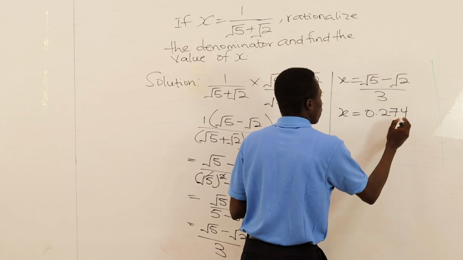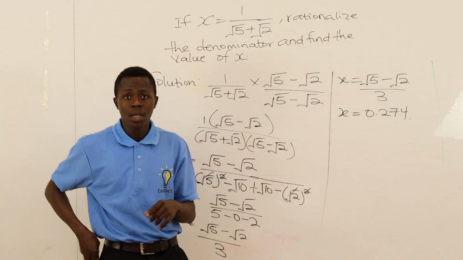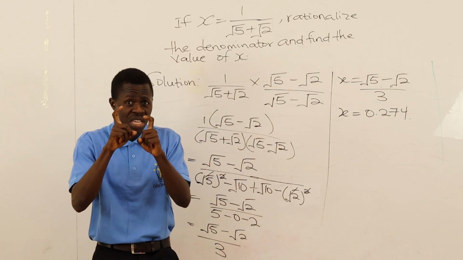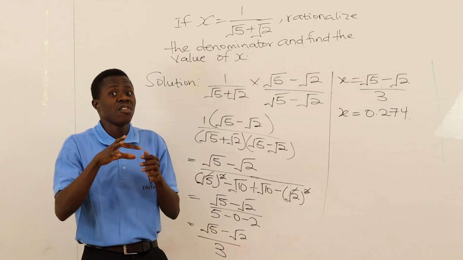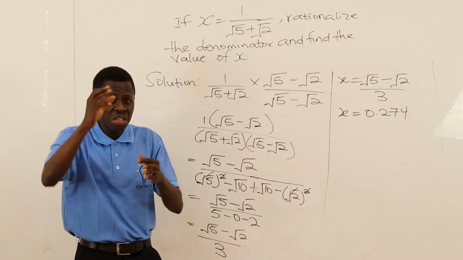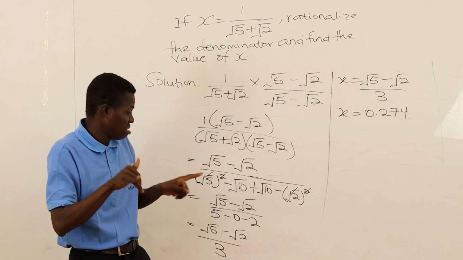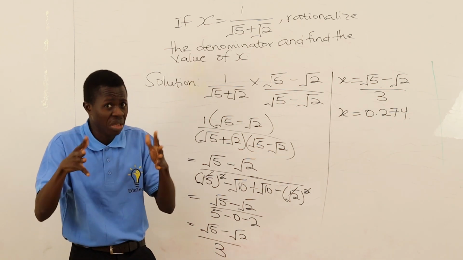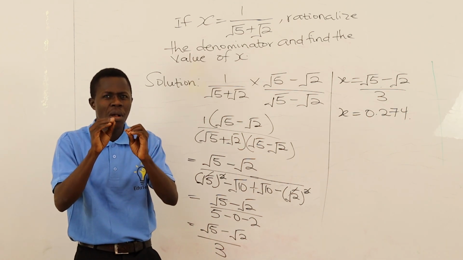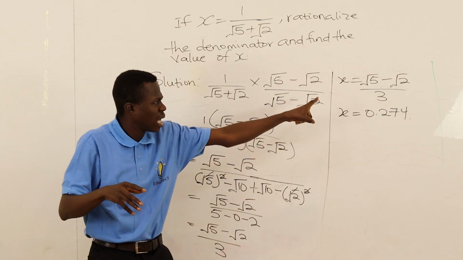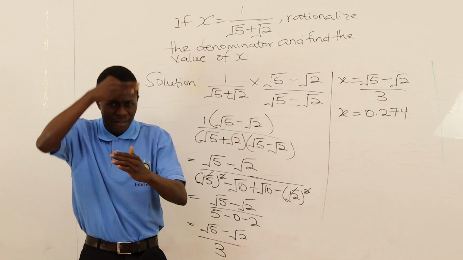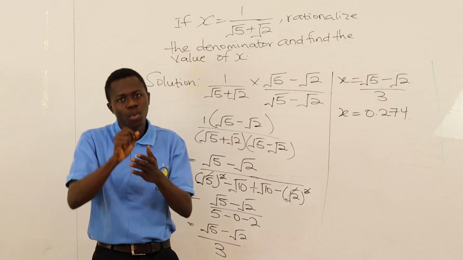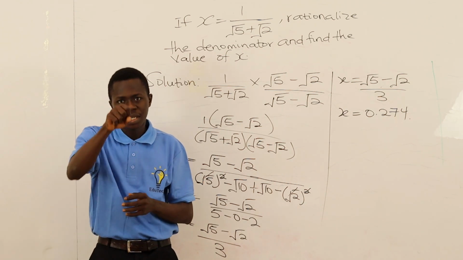So the question tricked us a little, saying we should find the value of x. So maybe you might think the value of x is the rationalized expression, square root of 5 minus square root of 2 over 3. But then it requires you to go ahead, find the final answer, punch on your calculator, and then that will be the value of x. So that is how to deal with questions of this form.